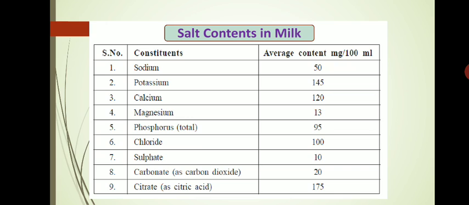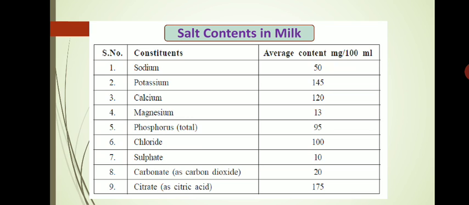So this is this particular chart. It shows salt contents in milk. So you can find different kinds of salts and their average content per 100 ml of milk. So sodium is there, potassium is there, calcium is there, magnesium is there, and phosphorus, chloride, sulfate, carbonate. It is mostly formed as carbon dioxide. In citrate, it is found as citric acid.